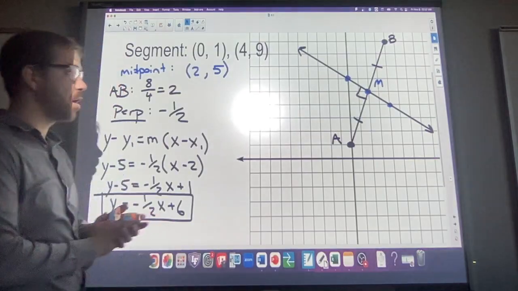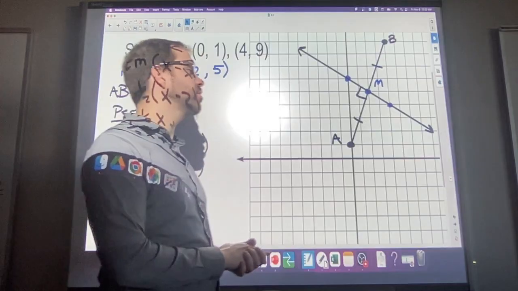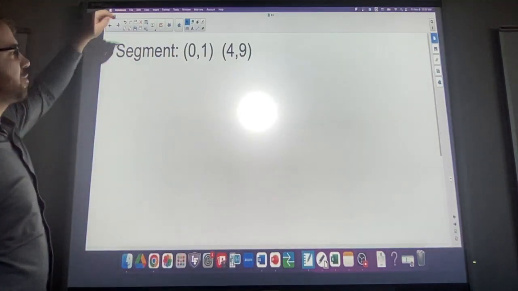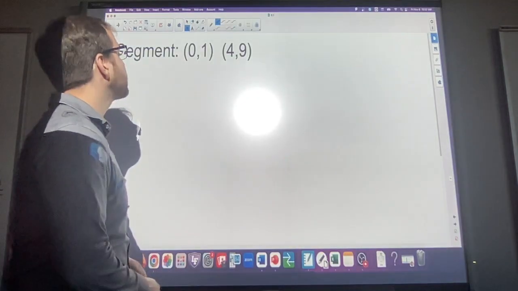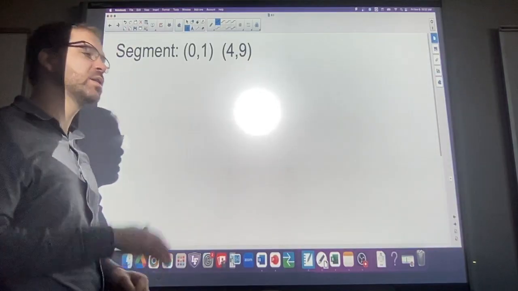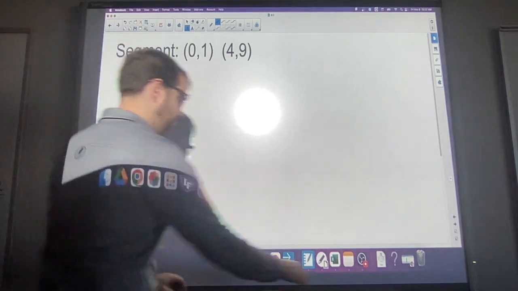All right, let's do it without a graph. Obviously, you can always grab some graph paper and do it this way, but it is quicker, and you are going to be expected to know how to do it without a graph. So let's look here. Here's our segment. We need to find our midpoint, our perpendicular slope, and then plug it in. All right, midpoint.